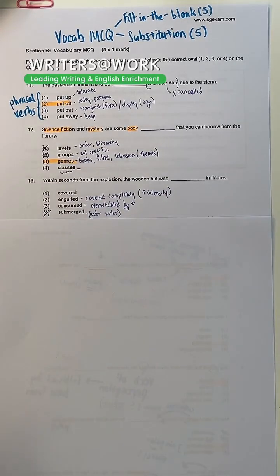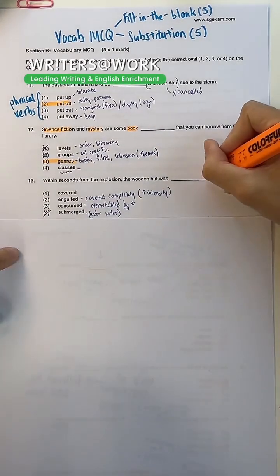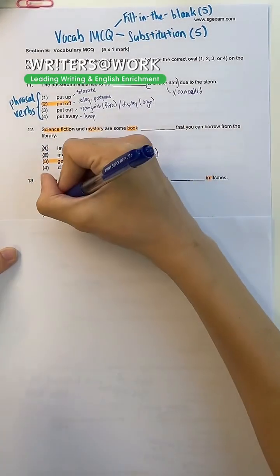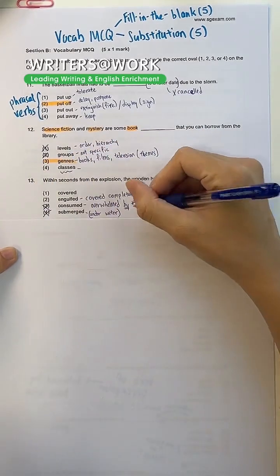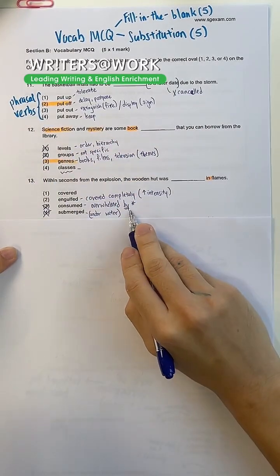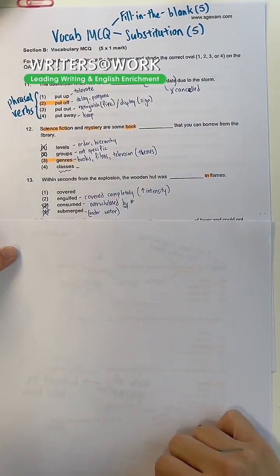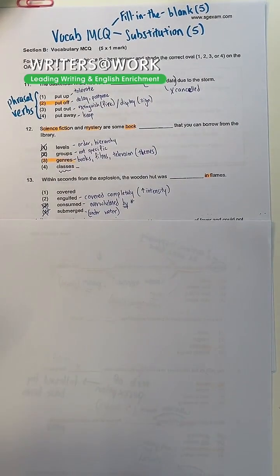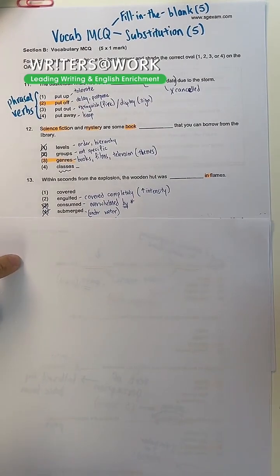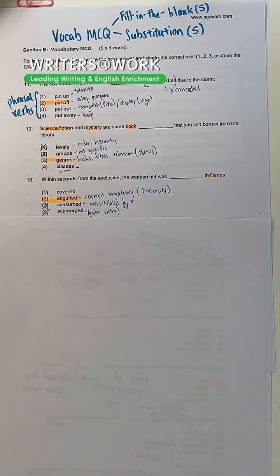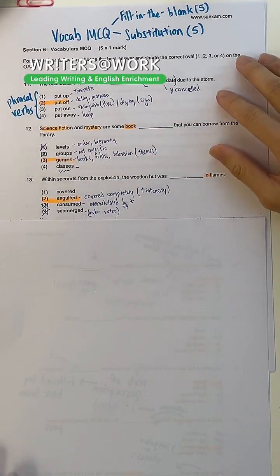Looking at our blank over here, we see it's followed by the preposition in, so that means we cannot use consume, because consume needs to be followed by the preposition by. Okay. Thus, between covered and engulfed, the one that best suits the intensity conveyed within the question, but the explosion is engulfed, right? Because an explosion you will associate it with a very strong intensity of flames that follows after it.